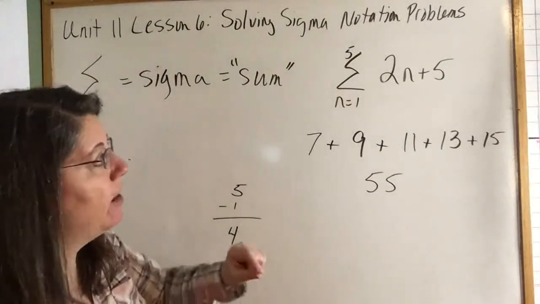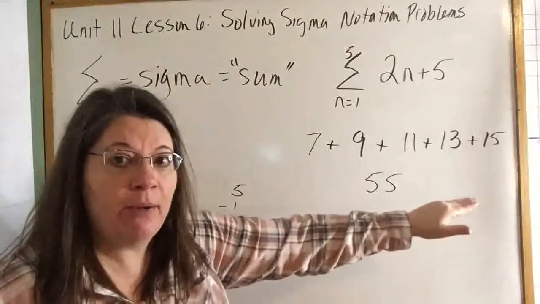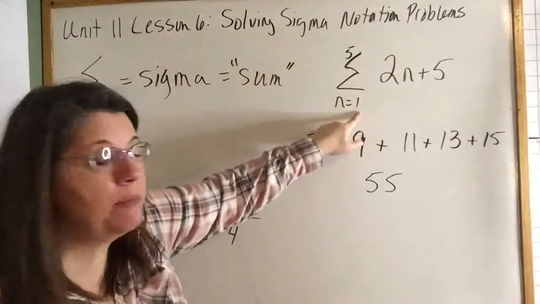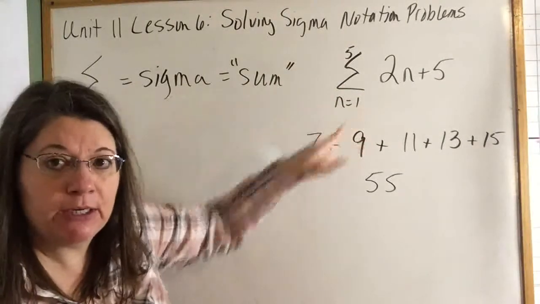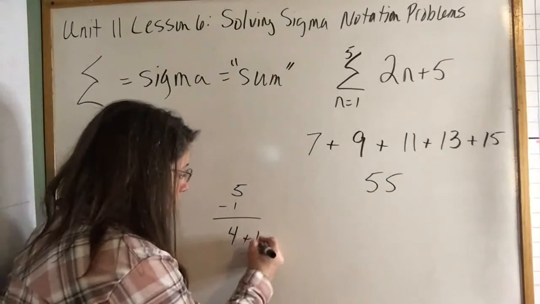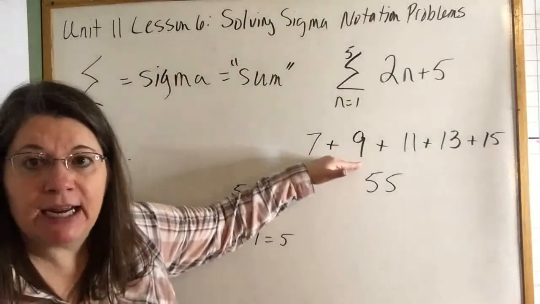Because if you think about it, if we start with 1 and end with 5, if we just do 5 minus 1 and say we had that many terms, that's wrong. So to figure out how many terms we're going to have in our sum, we have to take the top number minus the bottom number and add 1 to it. See, the top number minus the bottom number is 4. If I add 1 to it, I'll get the total number of numbers I'm adding together.